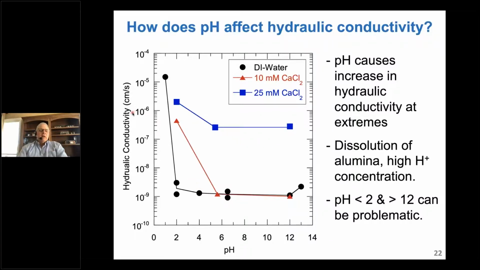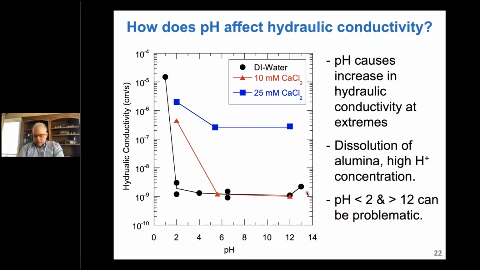When we get really acidic solutions, we start dissolving the mineral. And the alumina that's in the mineral structure goes into solution. Alumina under certain conditions will have a +3 charge. It will be a polyvalent cation. And accordingly, because it's present in solution, it tends to increase the hydraulic conductivity.